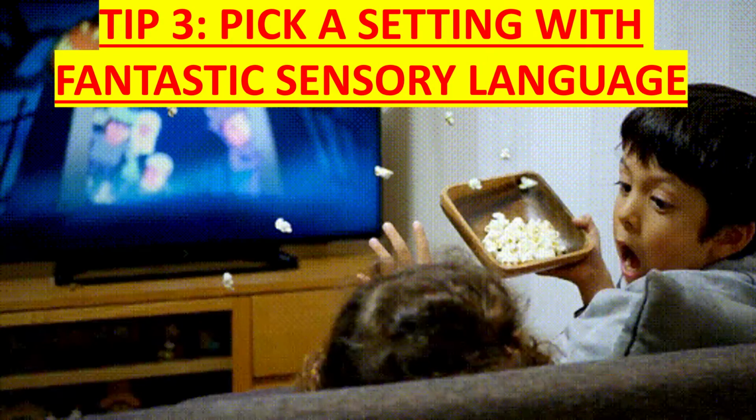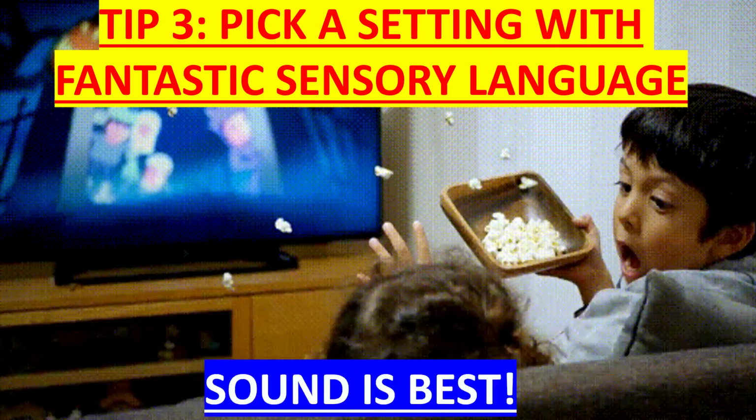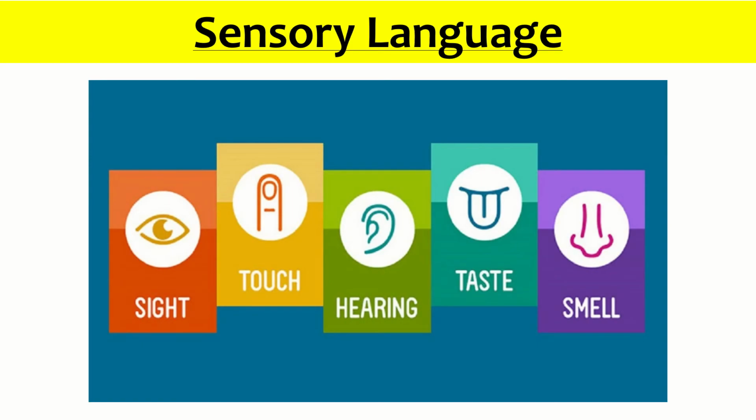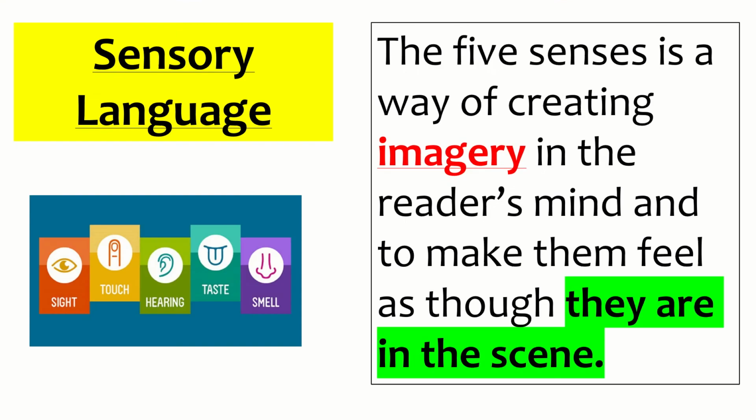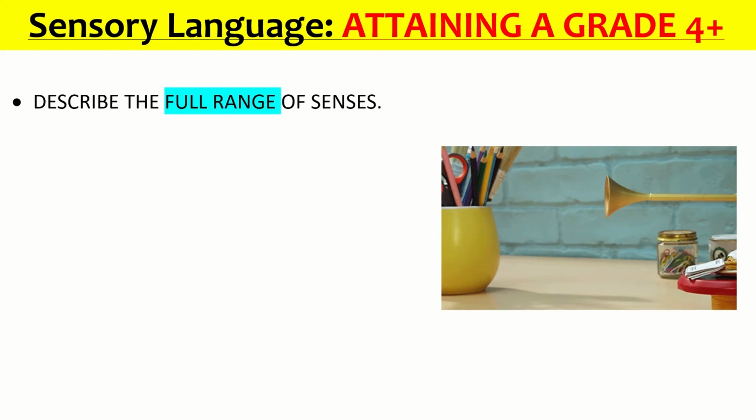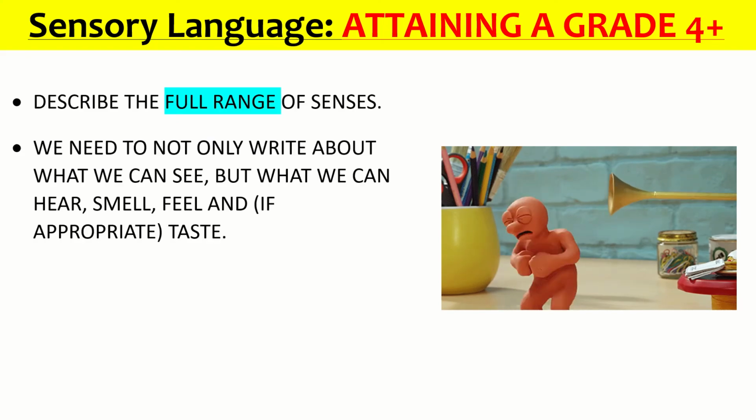Tip 3, pick a setting with fantastic sensory language, and the best one is sound. So the five senses are a way of creating imagery in the reader's mind to make them feel they're actually in the scene. So if it was a sentence about the smell of bacon, we all know what the smell of bacon's like. We all know what the sound of shattering glass sounds like. So describe the full range of senses.